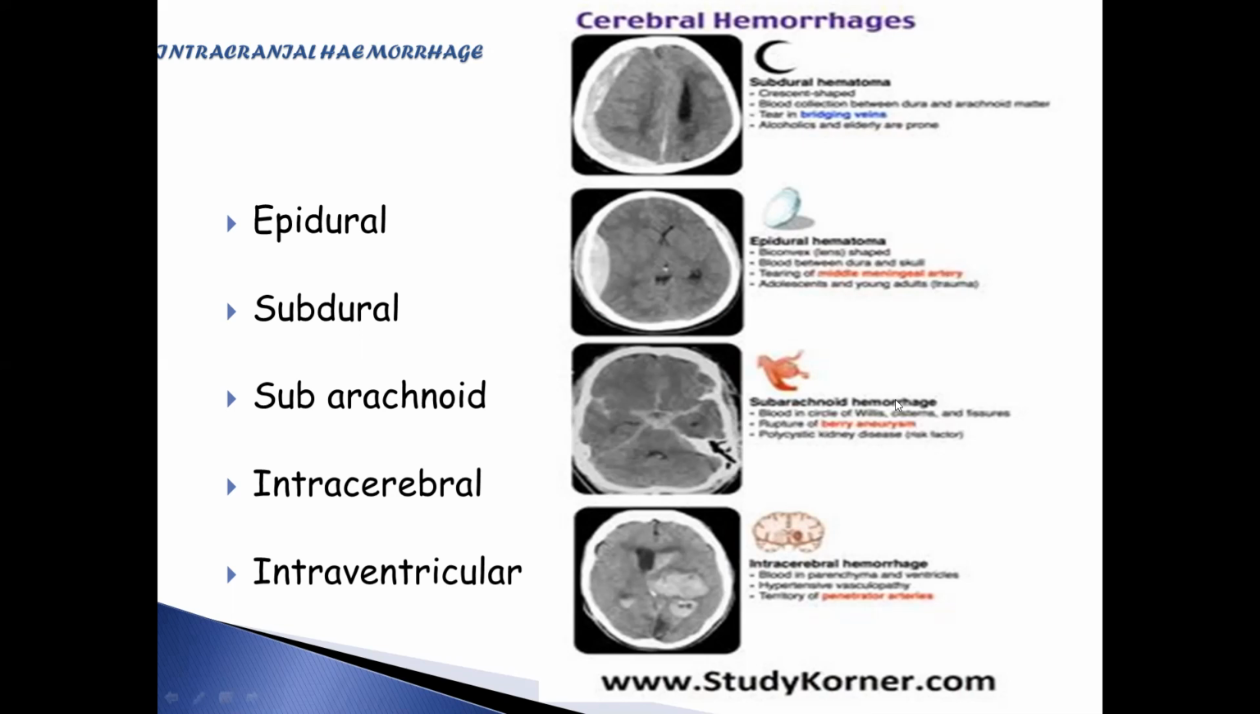Then we go to subarachnoid hemorrhage. This is basically blood in the circle of Willis, cisterns, and fissures. In the previous video, we talked about the four cisterns, where they're found, and their names. If you're interested, you can go and look at that video. This is commonly due to rupture of berry aneurysms, and polycystic kidney disease is a risk factor for subarachnoid hemorrhage. Then this is intracerebral hemorrhage here, which is basically blood in the parenchyma and the ventricles. This is commonly due to hypertensive vasculopathy.